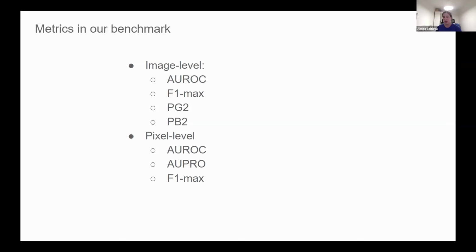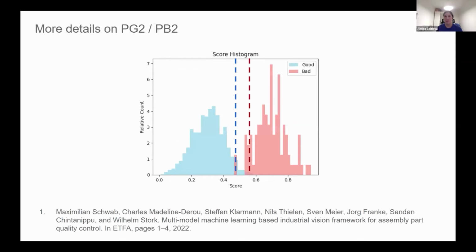We employ it as well to simplify comparison with other papers, but at the same time, we use practically oriented metrics, PG2 and PB2, meaning pre-sorted good and pre-sorted bad at a 2% fixed threshold, which emphasize the practical applications of anomaly detection models by showing their potential to reduce human operator workload while maintaining an acceptable level of misclassification. I will talk more about it actually right now.